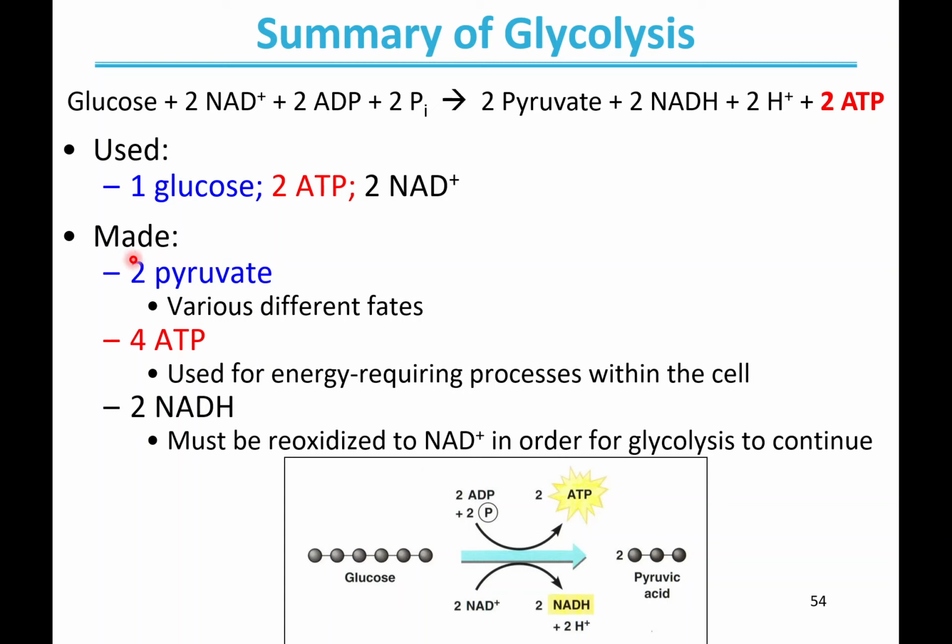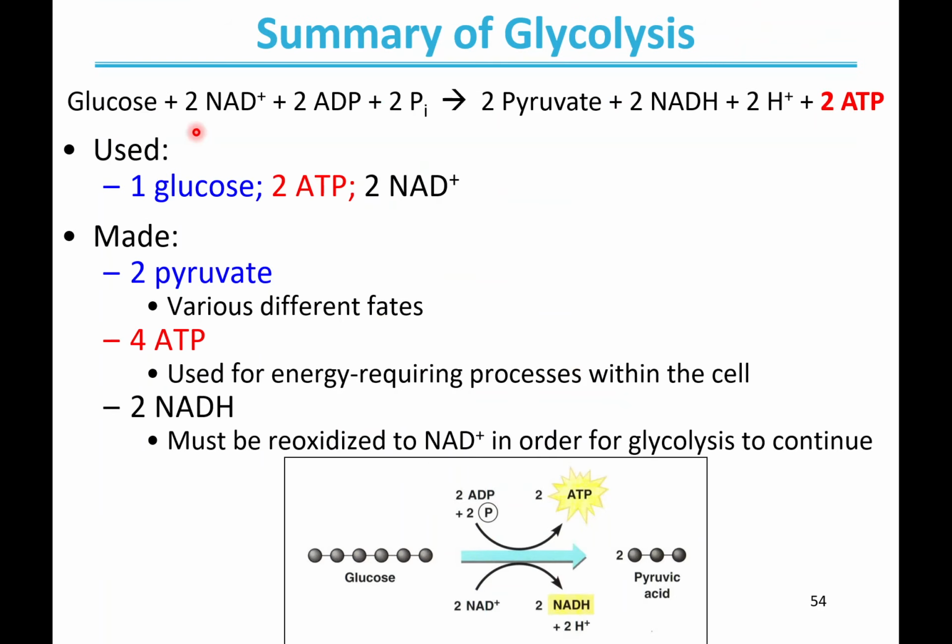Pyruvate can have different fates at the end. You make a total of 4 ATPs, and you also make a total of 2 NADHs. The important part about the NADHs is you have to reoxidize them to NAD plus for glycolysis to continue. And so that's when we talk about fermentation. That's the driving force of fermentation right there.